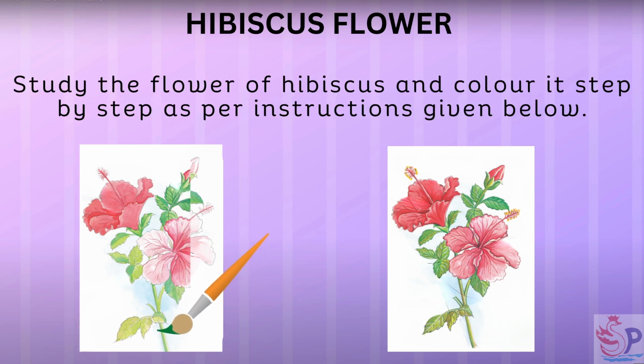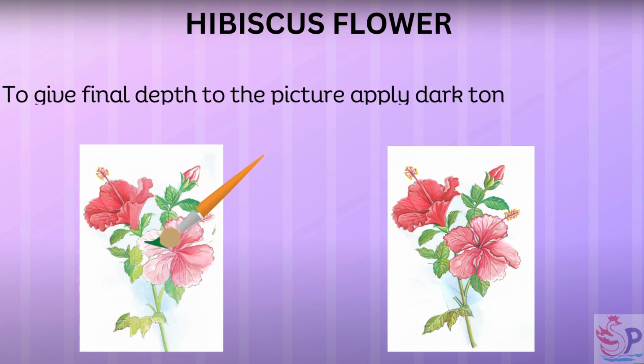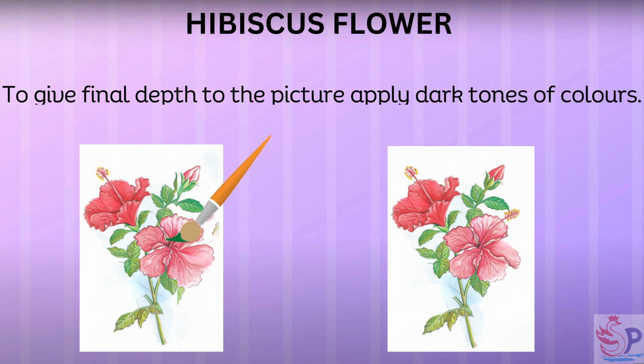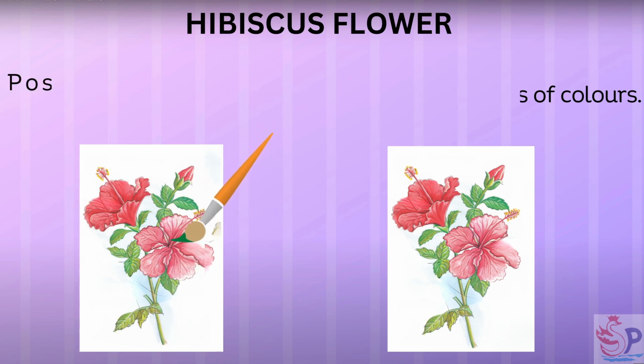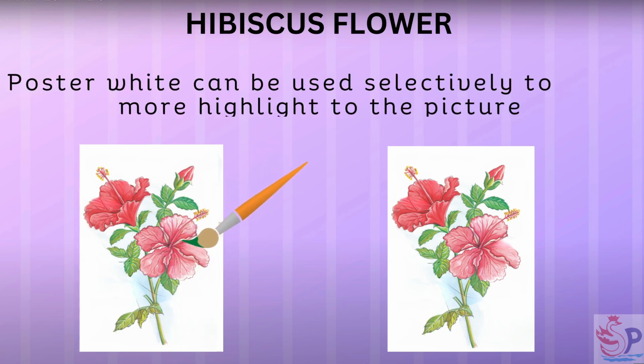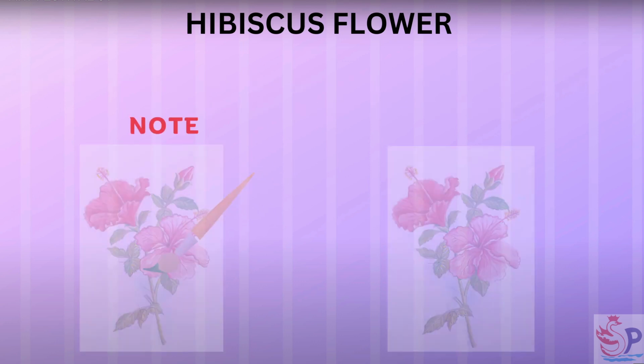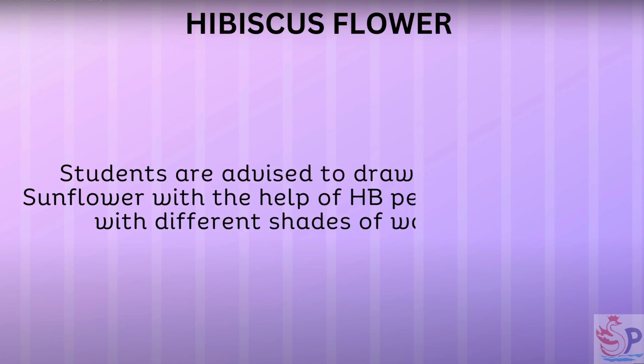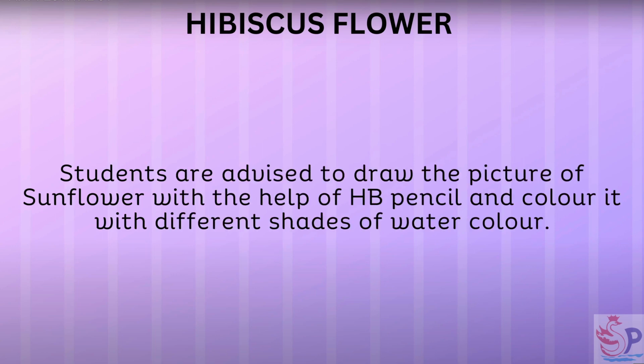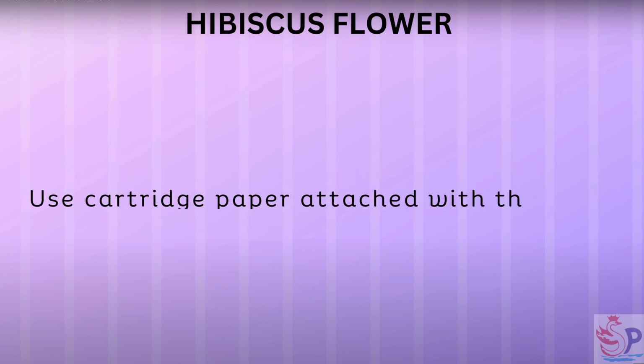Study the flower of hibiscus and color it step by step as per instructions given below. To give final depth to the picture, apply dark tones of colors. Poster white can be used selectively to bring more highlight to the picture. Note: students are advised to draw the picture of a sunflower with the help of an HB pencil and color it with different shades of watercolor. Use cartridge paper attached with the book.